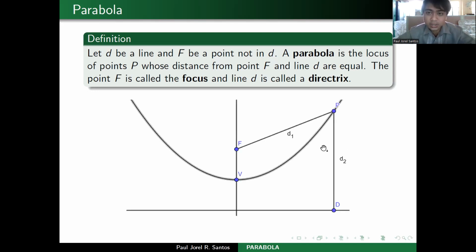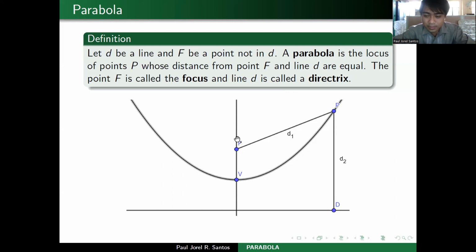As you can see here, we have the parabola. And we also have the point F, which is the focus, and line D, which is the directrix. Take note that line D is different from point D, the one with the capital letter.